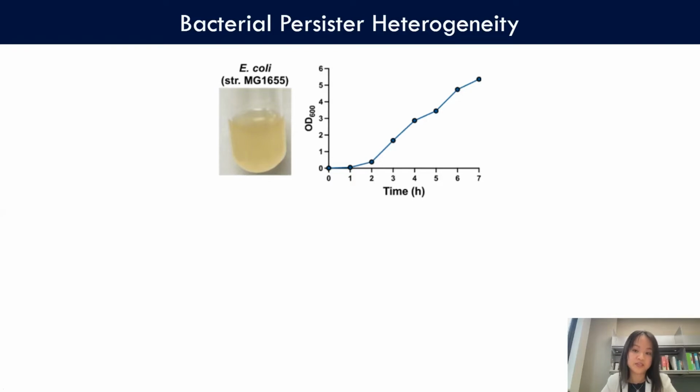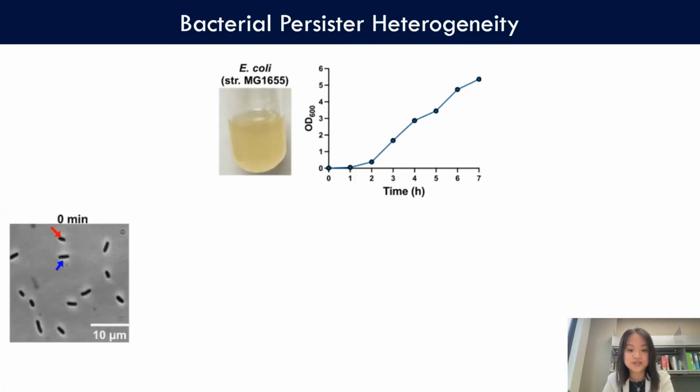But what these types of experiments don't tell us is that within that genetically clonal population, there may be bacteria that are behaving differently from one another. So it masks the phenotypic heterogeneity that might occur in the population. So let's take this culture again, and this time, instead of inoculating it in broth, we're going to seed it on agarose pads containing nutrients.